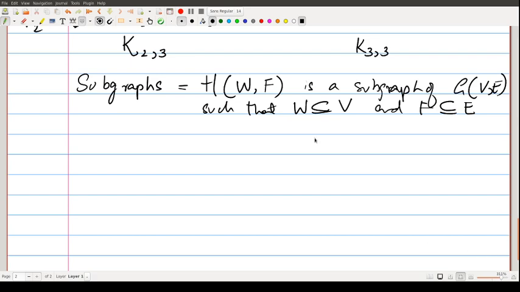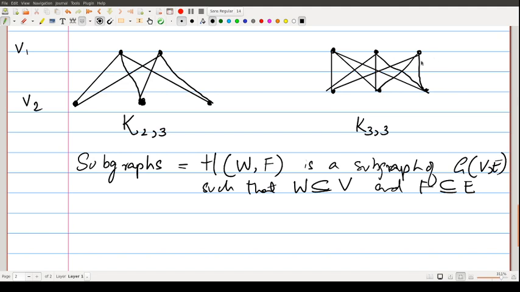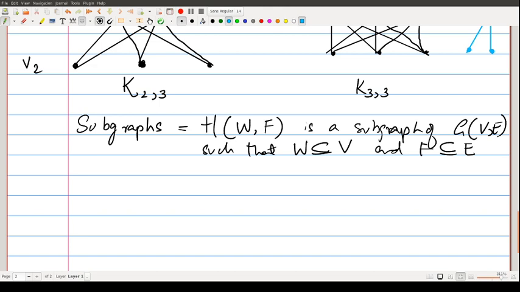So you can draw new graphs from old graphs. So for example, if I take this graph and I just take this vertex from the first one and only these two from the second one, then this subgraph looks like this, right? So this is a subgraph of this graph K33, right? Because there are some vertices from it and some edges from it.